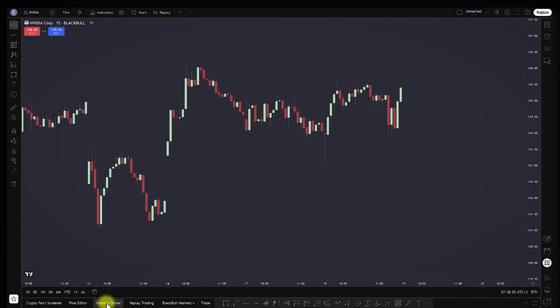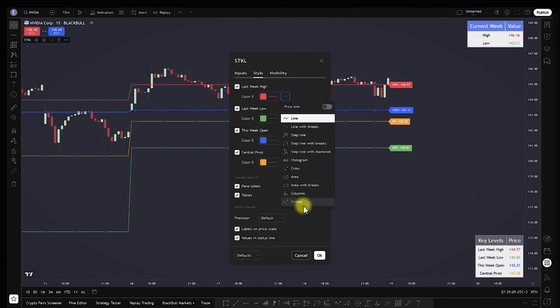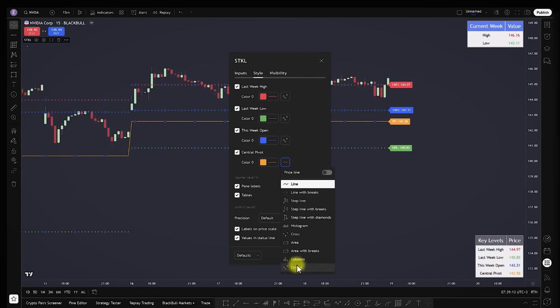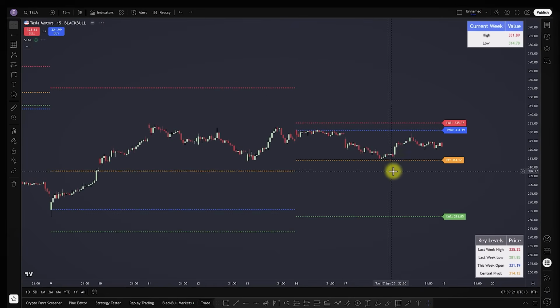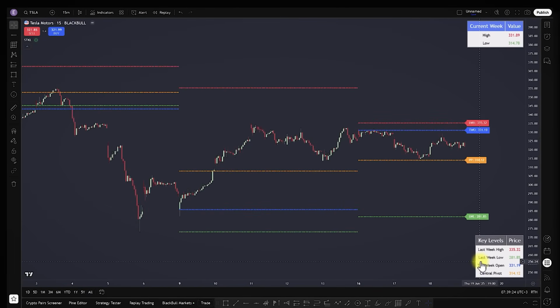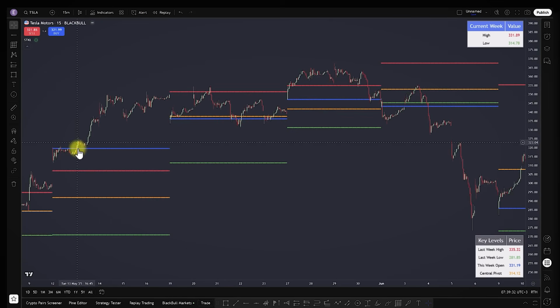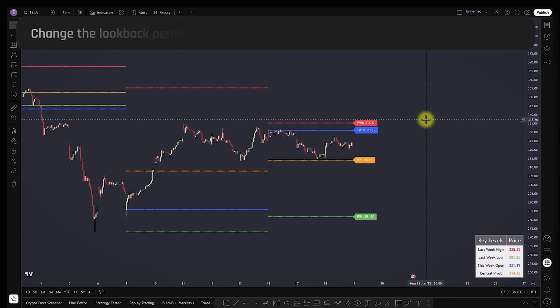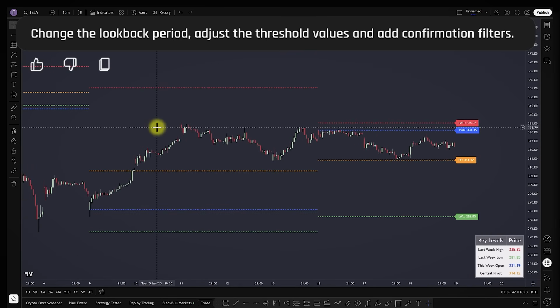Then backtest your new indicator across different market conditions. Does it work in trending markets, range-bound conditions, and high volatility periods? What about low volume sessions? This testing reveals the true edge behind your original observation. You can then test new variations in minutes, change the look-back period, adjust the threshold values, and add confirmation filters.